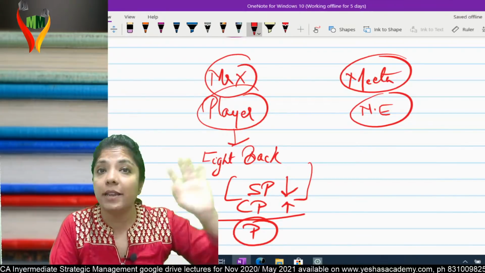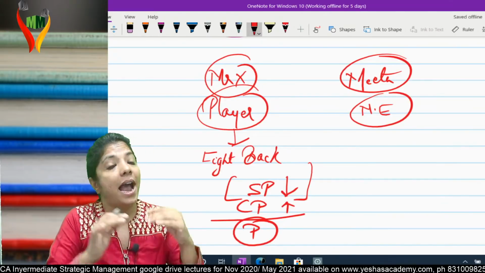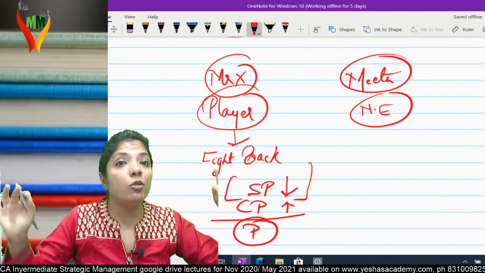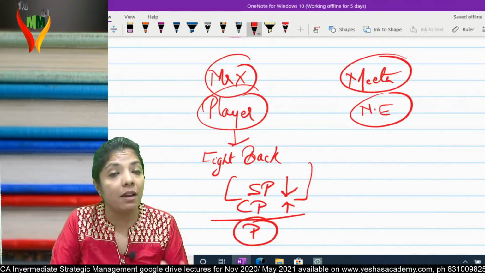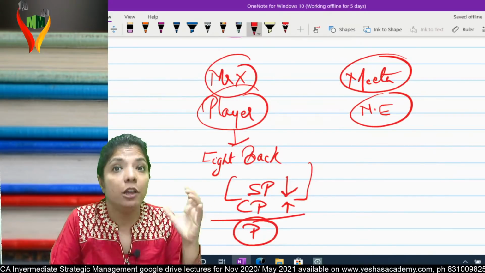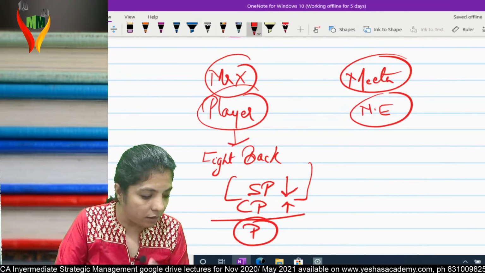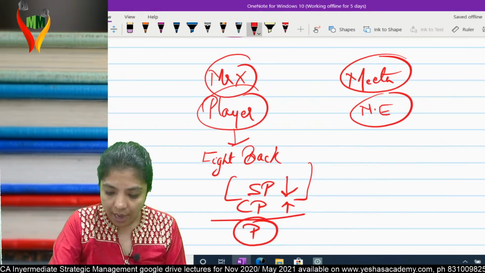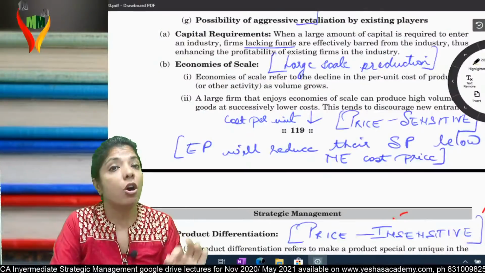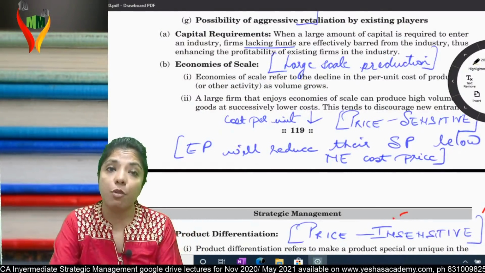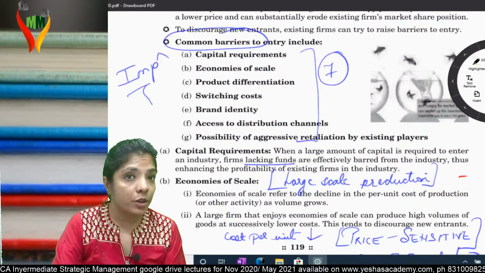And assume if I know Mr. X's nature that he is like this, what will I do? Sir, sorry, I don't want to enter at all. Forget fighting with you. So if the existing player has this nature of fighting back, the new entrant faces a problem and then they don't enter. Am I clear? So these are the 7 issues because of which a new entrant faces problems to enter into the market. These are the hurdles. Very important question.